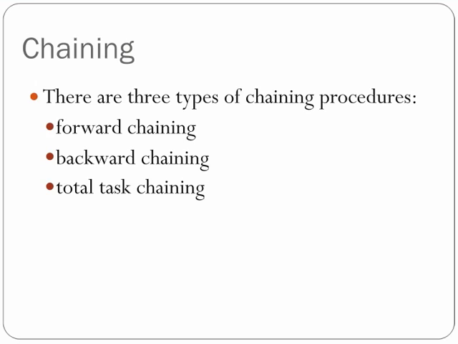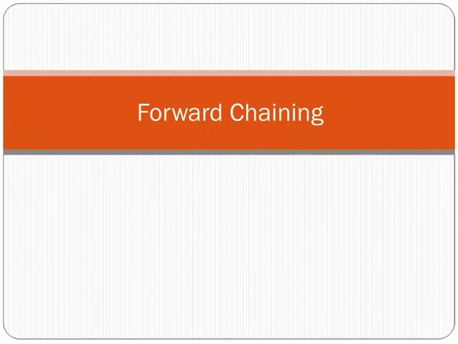There are 3 types of chaining procedures. You have forward chaining, backward chaining, and total task chaining. Forward chaining is just what you might expect. It involves teaching the initial step first. Instead of directing your teaching efforts on the last step that isn't done independently, you find the first step that the child needs to learn and work forward through the task analysis. For example, you might teach a child to measure the right amount of laundry detergent on his own before you teach the next step in order.